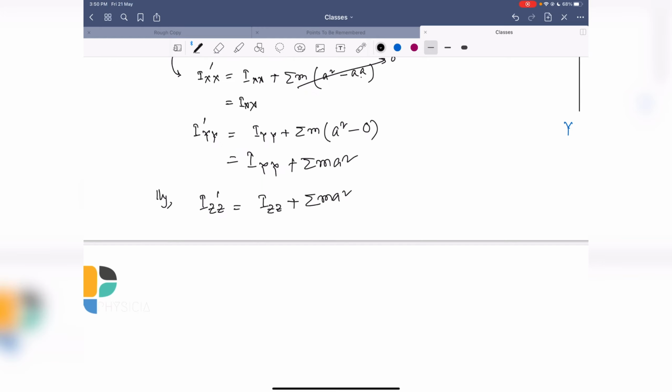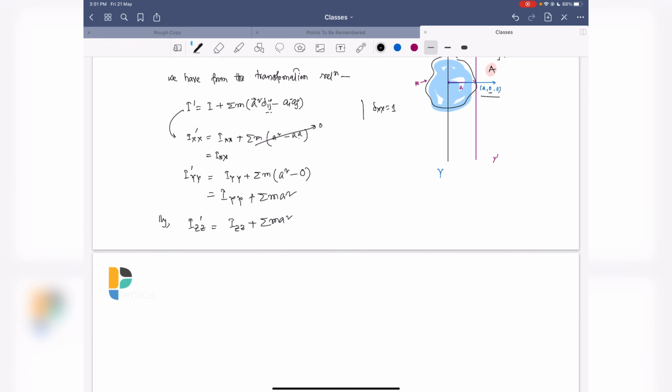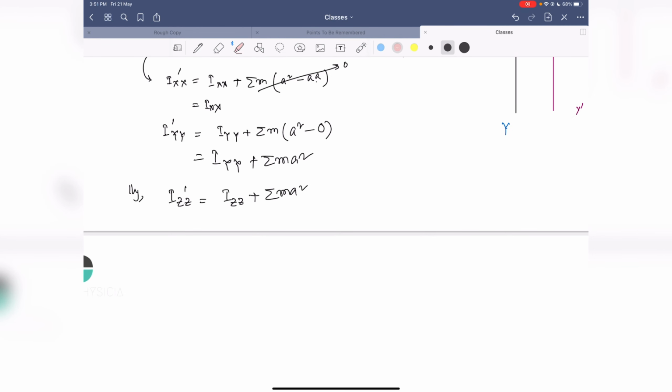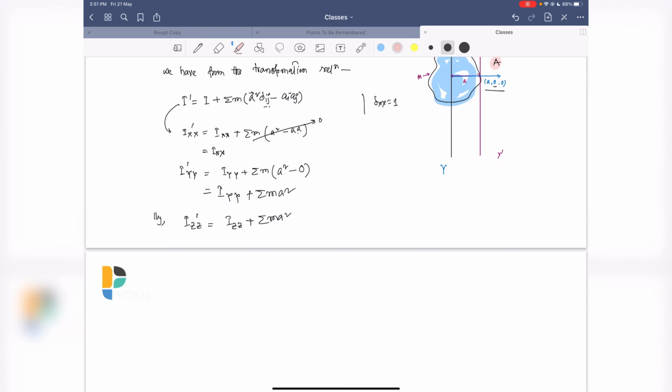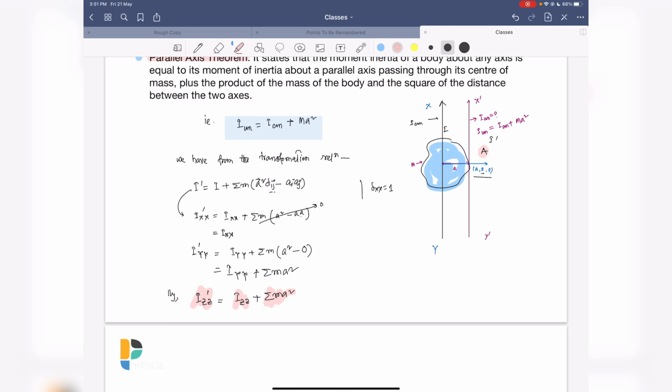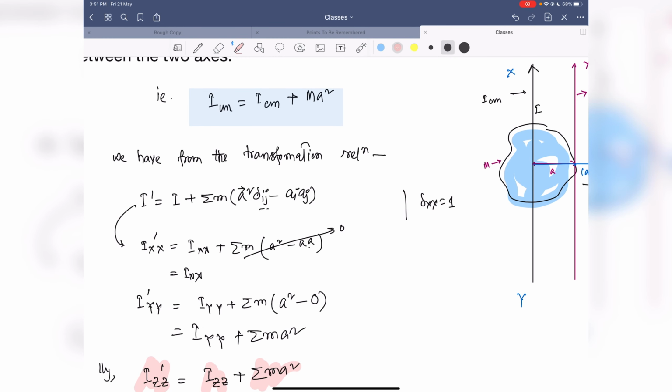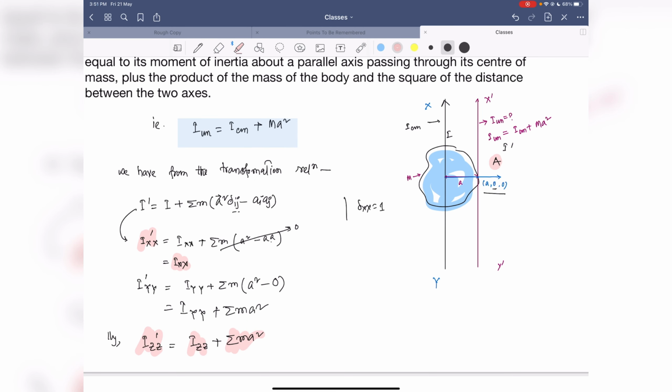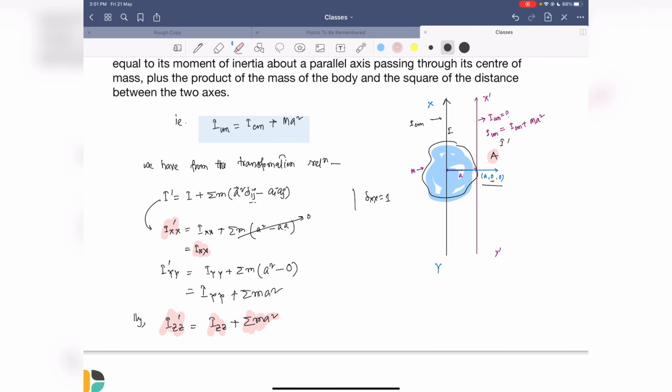Now which is the parallel axis theorem? We already have seen this thing. We can write the unknown moment of inertia in terms of the known plus the summation of mass times the distance square, and a is the distance between the two axes. Okay, simple. Now if it is moving in x direction, the moment of inertia is the same as that of the center of mass, and there is no other term actually. Okay, so this is the parallel axis theorem.